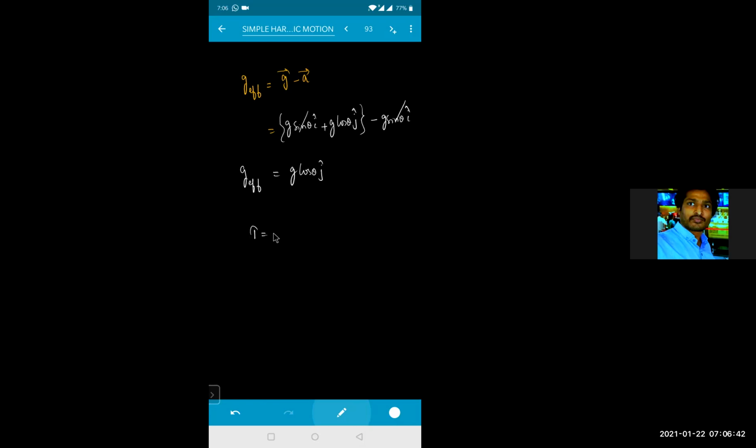That means the time period will be T equals 2 pi under root of L divided by g cos theta. So this will be the time period. The time period is calculated by the formula T equals 2 pi under root of L by g cos theta. Is it clear? So that was about your block systems which have been accelerating for the given conditions.